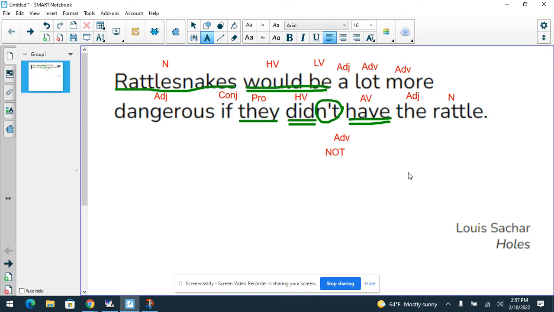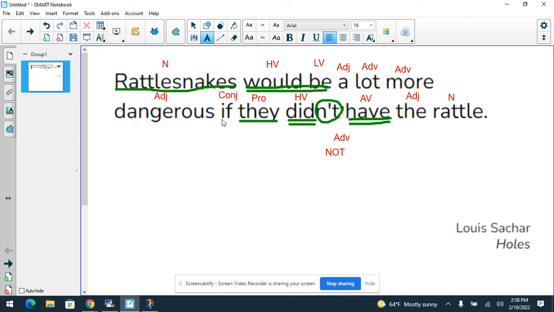So you're left with if they didn't have the rattle. And that cannot stand alone as its own sentence, because it's got a subject, it's got a predicate, but it doesn't express a complete thought. And because of that, it is now a dependent clause. And when you have an independent clause and a dependent clause, the type of sentence you now have is a complex sentence. And there you go. There's your complex sentence. Notice that there's no comma here.